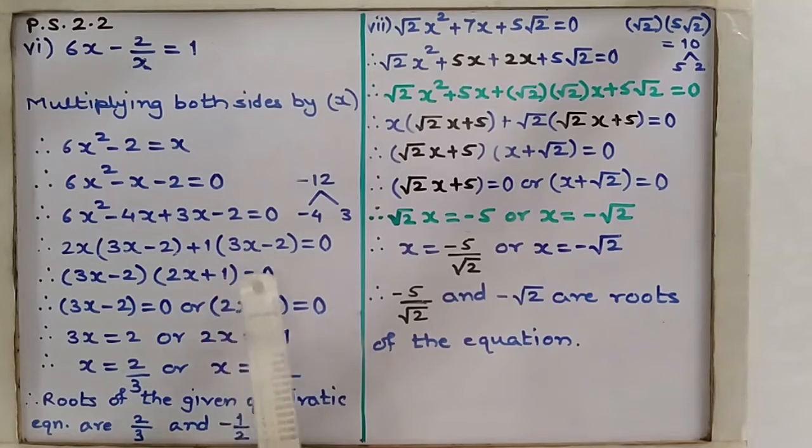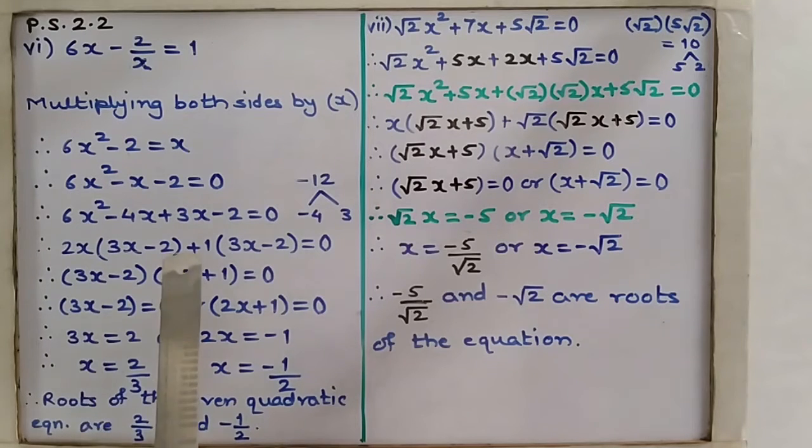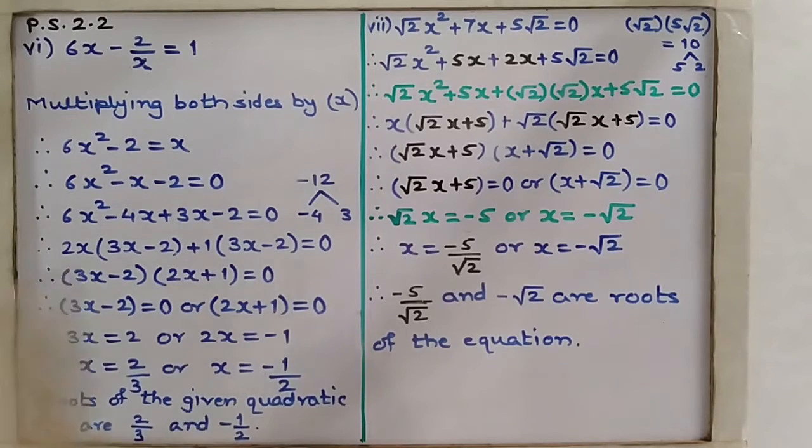अभी इसका वैल्यू 0 कब होगा, it will be 0 when either the value of this bracket is 0 or the value of this bracket is 0. Which means either 3x minus 2 is equal to 0 or 2x plus 1 equal to 0. Minus 2 will go on the right hand side and it will become plus 2. So therefore 3x is equal to 2, or either say plus 1 will go on the right and it will become minus 1. So therefore 2x is equal to minus 1.